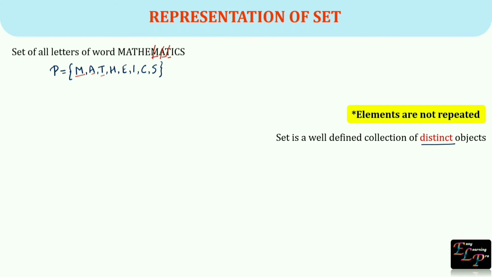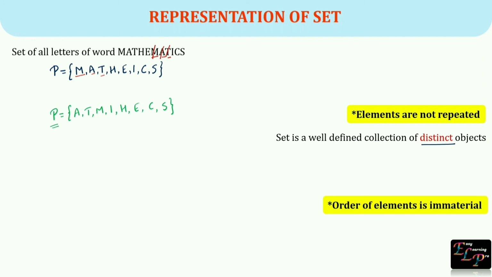Consider one more set. A, T, M, I, H, E, C, S. If you observe this set, the elements are the letters of the word mathematics. Only the order of letters is different. In a set, order of elements is immaterial. Consider the same example. Set of all letters of the word mathematics. Let us write the roster form.